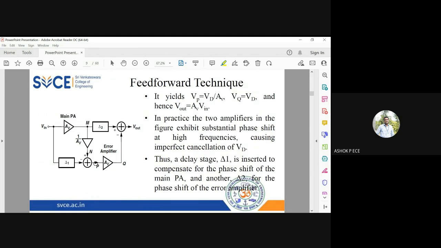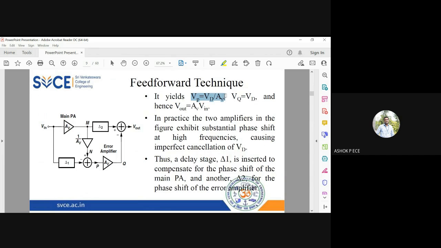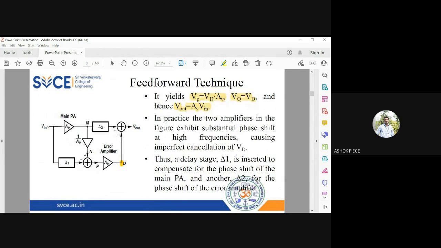The distortion level is now corrected. And what is the output at P? P is equal to Vn minus Vin. So when you subtract Vin, Vin will get cancelled, and you will just have VD by AV. And finally, what is the value at this point Q? Amplify that by AV, so VQ will be equal to VD. Finally, what is Vout equal to? Vm minus VQ. So what is Vm? AV into (Vin plus VD). What is VQ? VD. Subtract, and you will get AV into Vin. So output is perfect amplification of input. This is one feed forward technique.